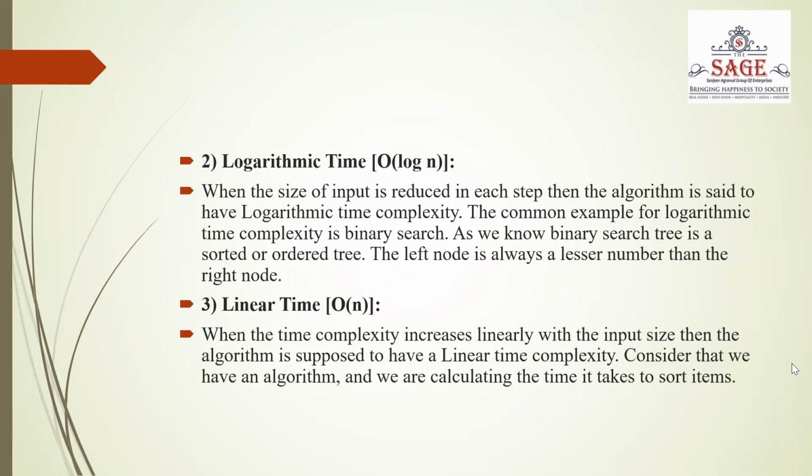The next is logarithmic time. When the size of input is reduced in each step, then the algorithm is said to have logarithmic time complexity. The most common example of logarithmic time complexity is binary search. As we know, in a binary search tree, the tree is sorted or ordered, and the left node always has a lesser number than the right node.